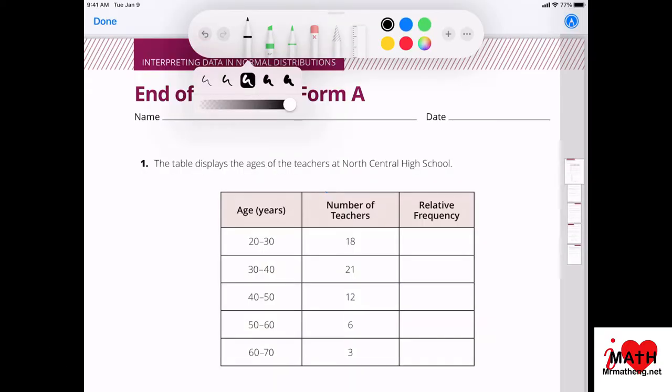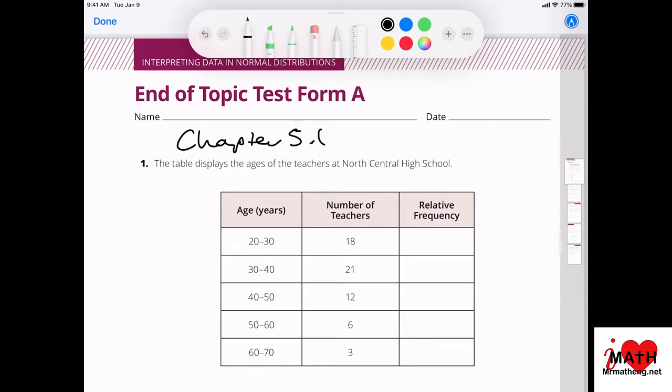Hi everybody, let's go over the chapter 5.1 practice test. This is taken on, I'm going to give it to you guys, May 6, 2021.